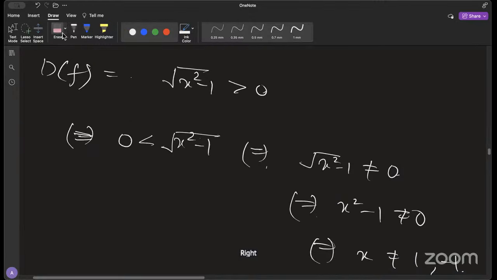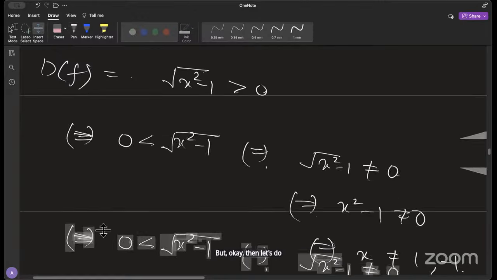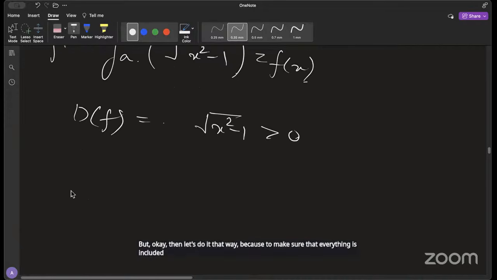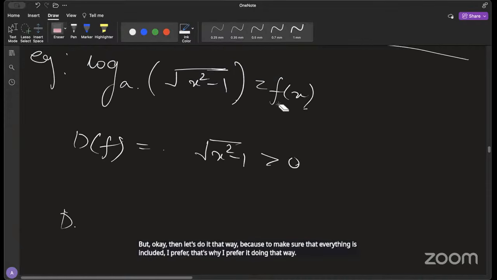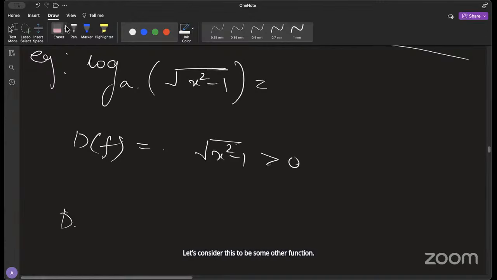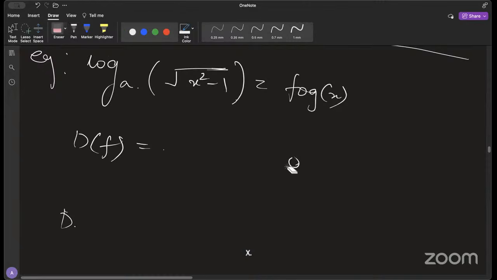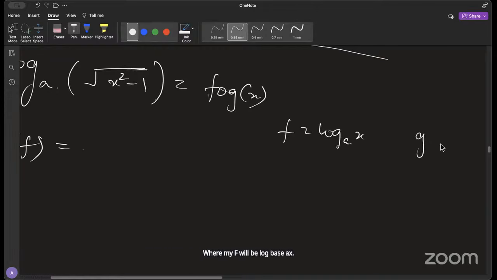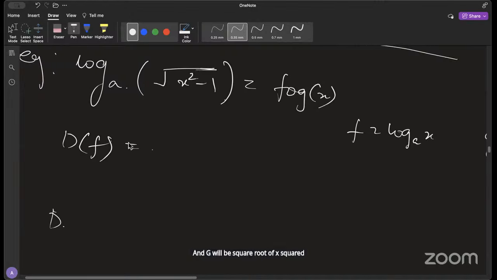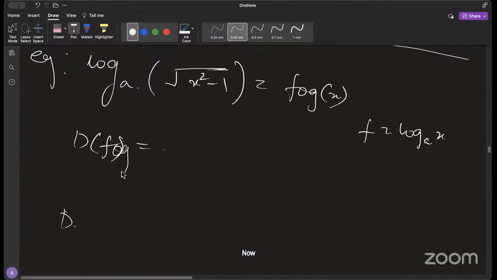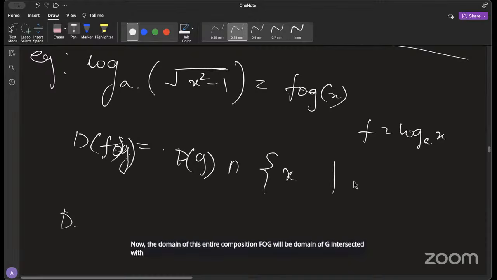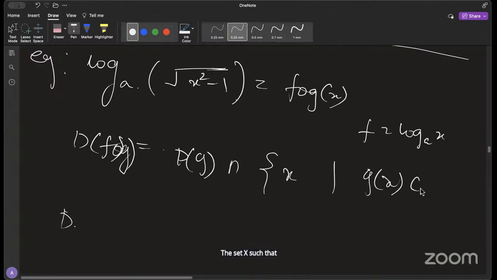Right. So, okay, then let's do it that way, because to make sure that everything is included, that's why I prefer doing it that way. Let's consider this to be some other function. Let's consider this to be fog(x), where my f will be log base a of x and g will be square root of x square minus 1. Now the domain of this entire composition fog will be the domain of g intersected with the set of x such that g(x) is in the domain of f.